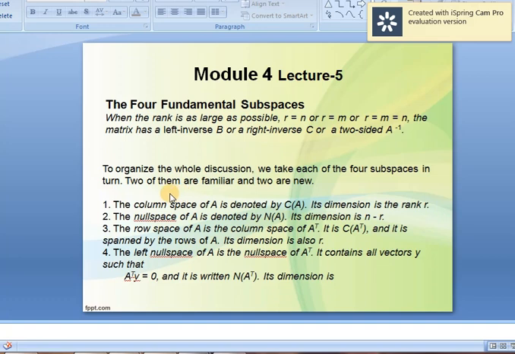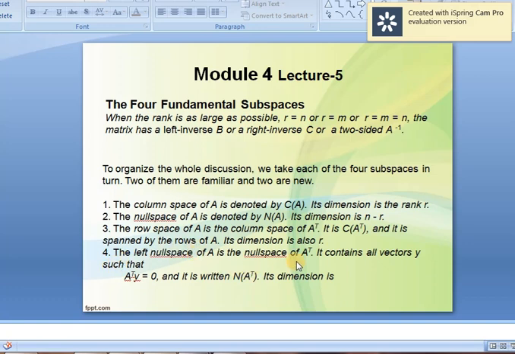What are these four fundamental subspaces? They are the column space, that is C of A, the null space, that is N of A, then the row space of A, that is the column space of A transpose, C of A transpose, and the left null space of A. The left null space, we'll see that one later.